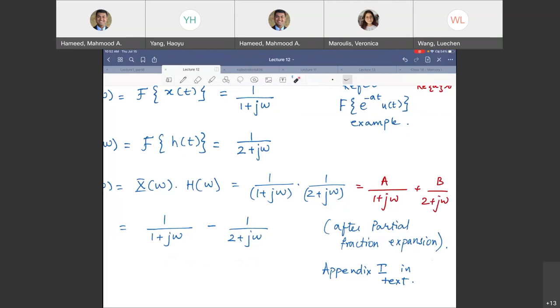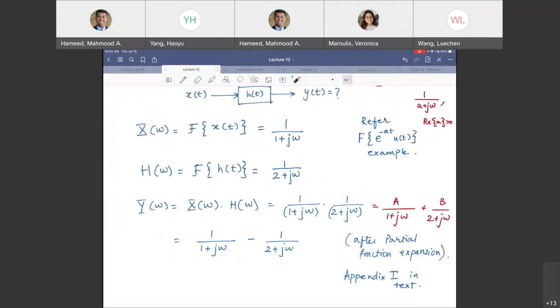Not for this one, but Laplace, yes. You are going to need them. But is it that bad? Finding residues, right? Okay, you don't like it.